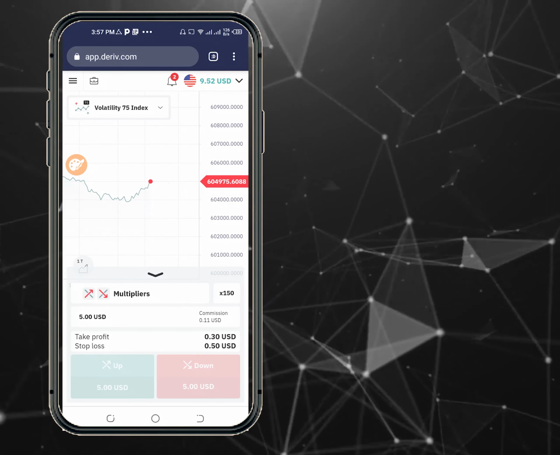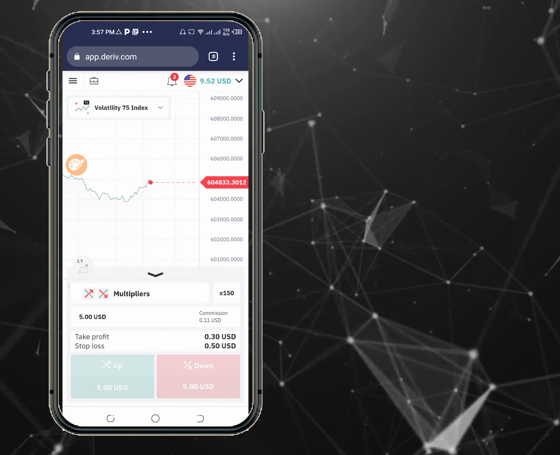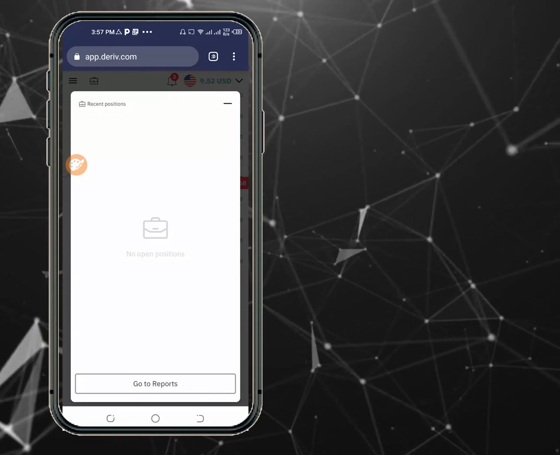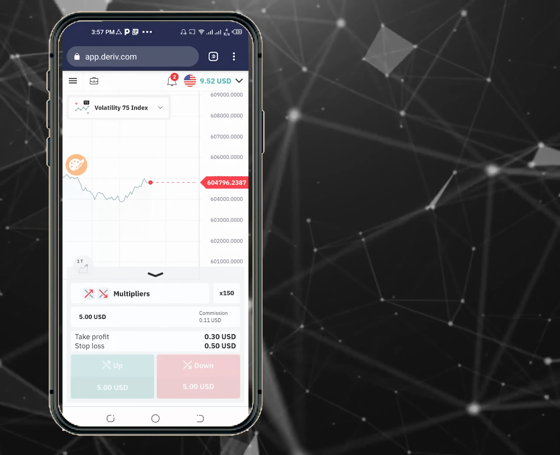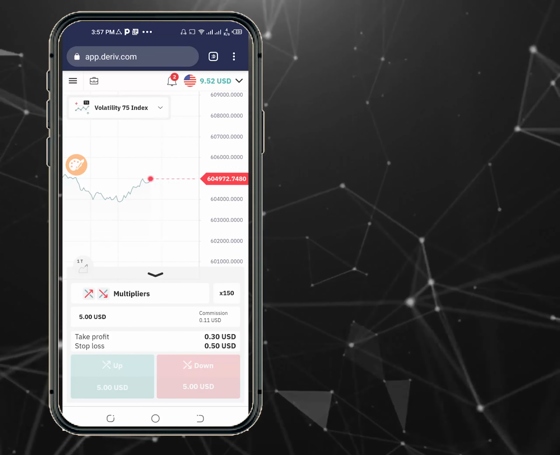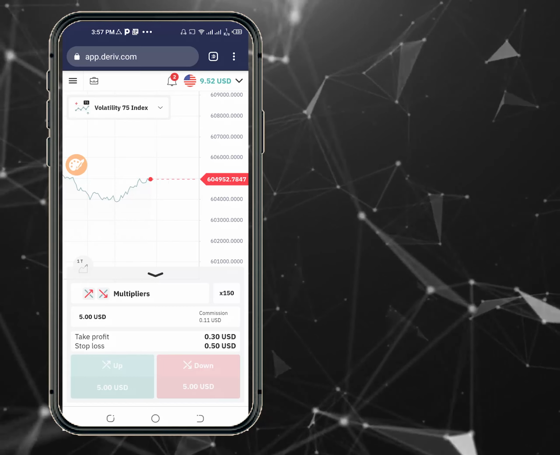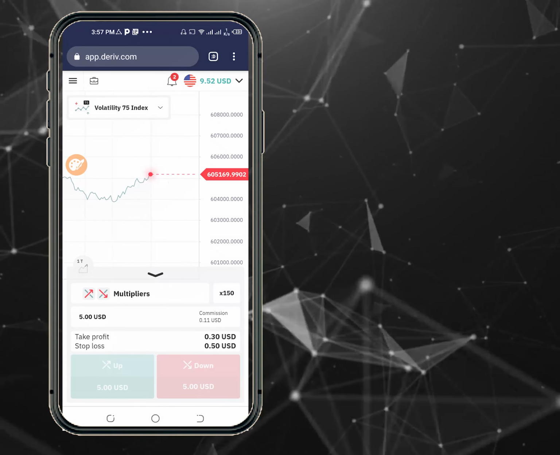Well, I can't find my trade. It tells me no recent position. But you know the reason why I'm not bothered, even if the network fails, is because I put my stop loss at 50 cents.